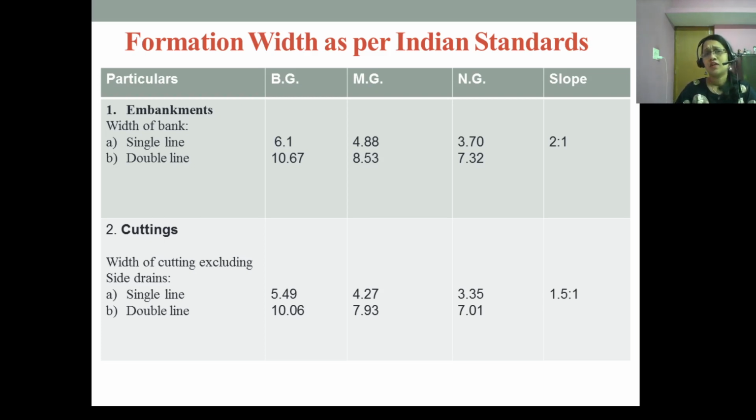For an embankment, the width of the bank for a single line is 6.1 for a BG, 4.88 for an MG, and 3.7 for an NG. Similarly for a double line, it is 10.67 for a BG, 8.53 for an MG, and 7.32 for an NG. Whereas for a cutting, for a single line it is 5.49 for a BG, 4.27 for an MG, and 3.35 for an NG. So this table is very important. This is as per the Indian standards, for an embankment and for a cutting.